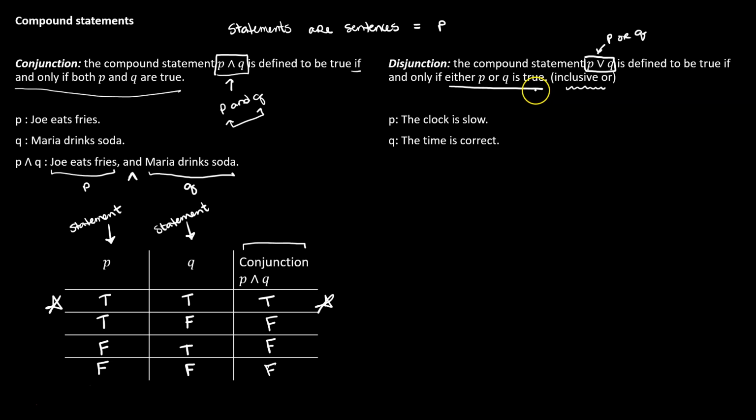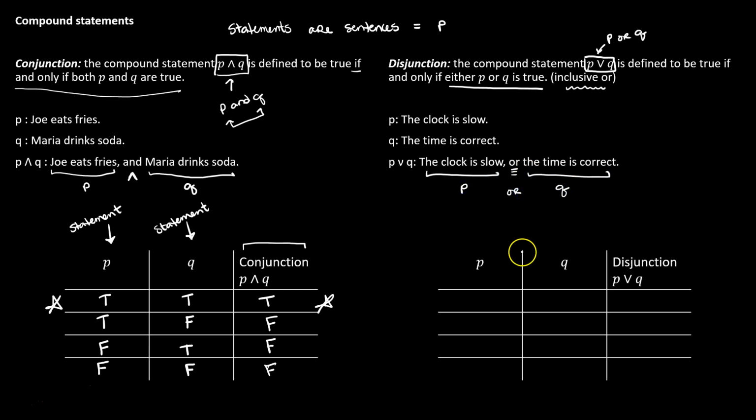So there's three ways to make this compound statement true. If P is true, the compound statement is true, no matter what Q is. Or if Q is true, the compound statement is true, no matter what P is. Or they could both be true. So there's three ways to make this work. And we'll show that in our truth table. So we can plug our sentences into the symbols to say the clock is slow or the time is correct. So we have P or Q. And we're going to fill that out in our truth table.